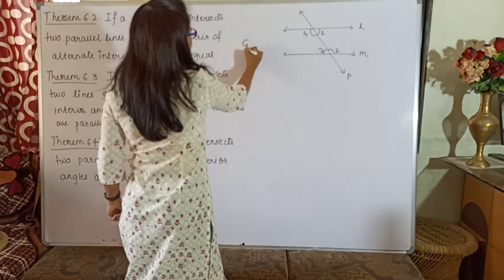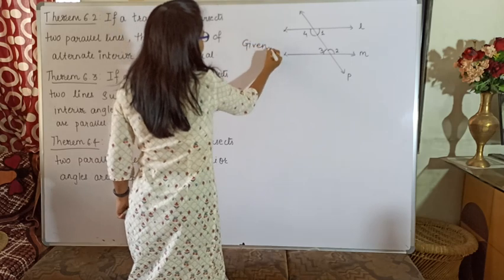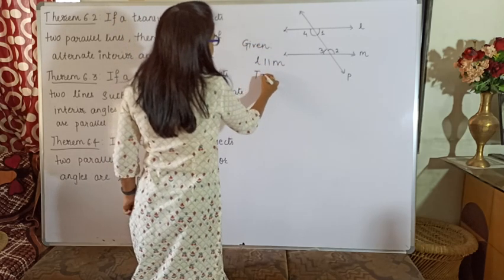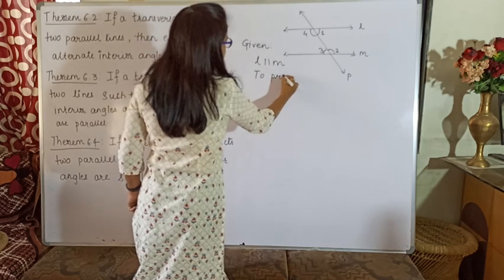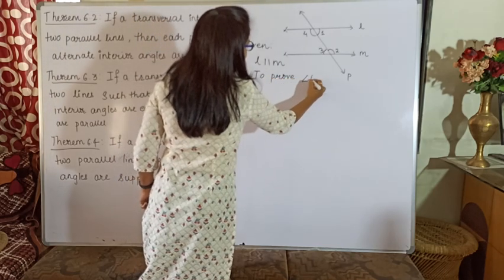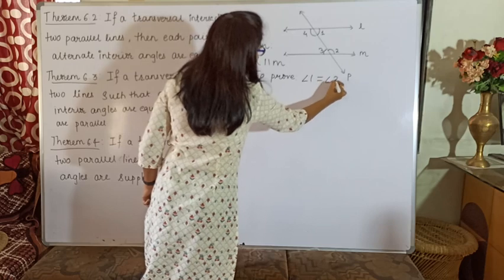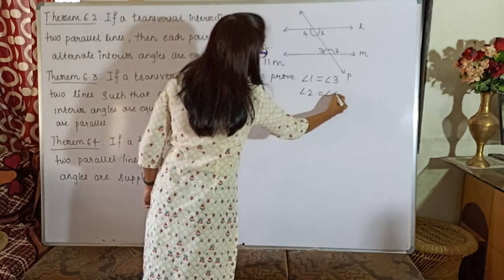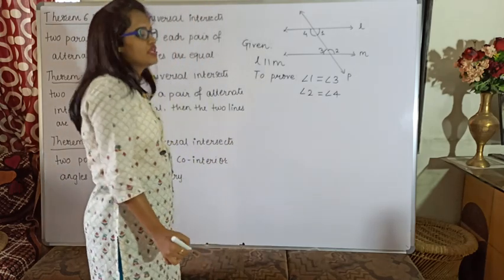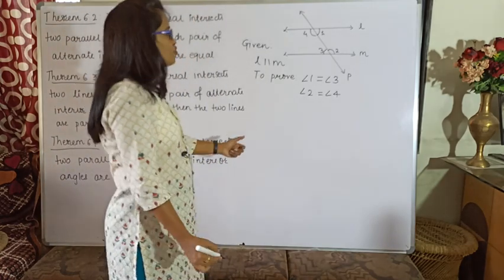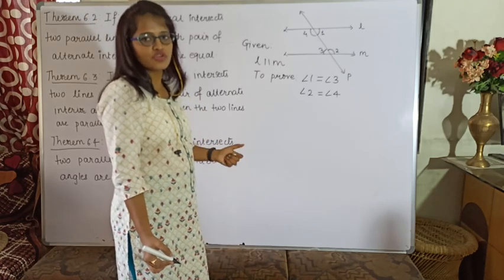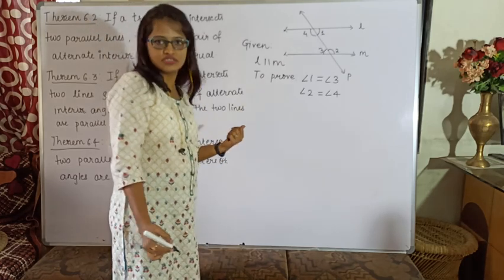So what is the given information in the theorem? That is line M is parallel to line L. And what is to be proved? So we have to prove that angle 1 is equal to angle 3 and angle 2 is equal to angle 4. So any one of them you could prove and then you could write it similarly. Now for proving this, we can make use of the axioms which we have proved or the theorems which we have proved before this.